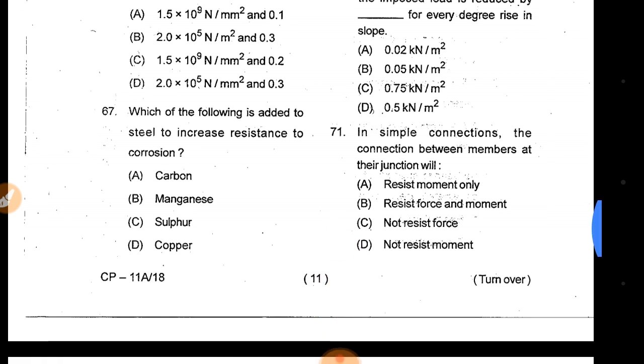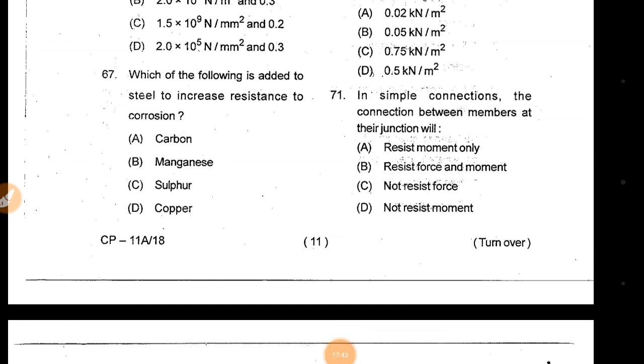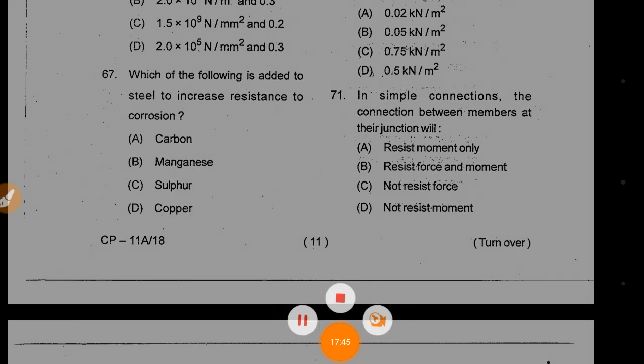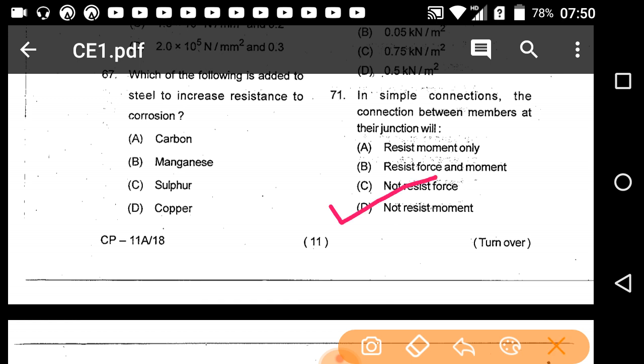Question number 71. In simple connections, the connection between members at their junction will: resist moment only, resist force and moment, not resist force, not resist moment. So here the correct option will be option D, not resist moment. Option D will be the correct answer.